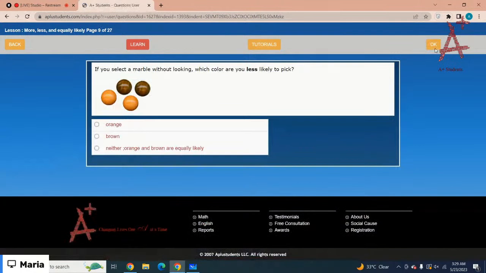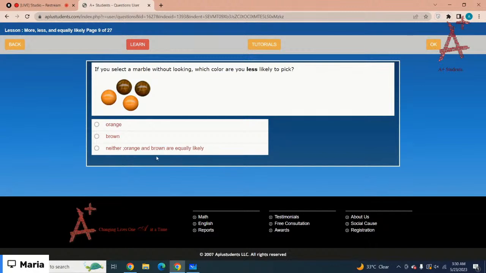Okay, the next one is: if you select a marble without looking, which color are you less likely to pick? So which is the correct option? There you have two orange marbles and two brown marbles, so they are equal. Got it? That means orange and brown are equally likely.